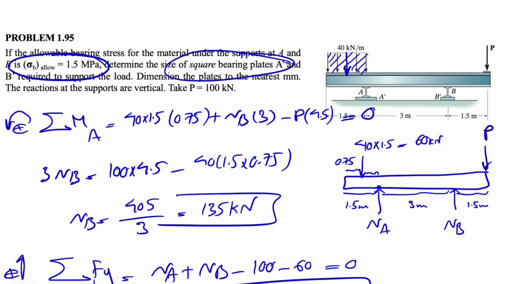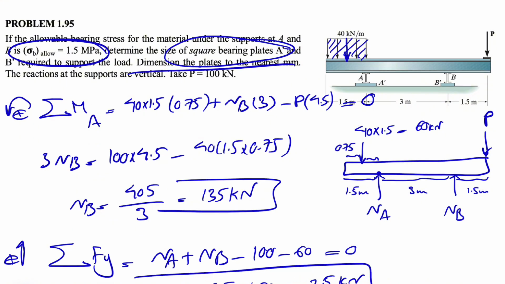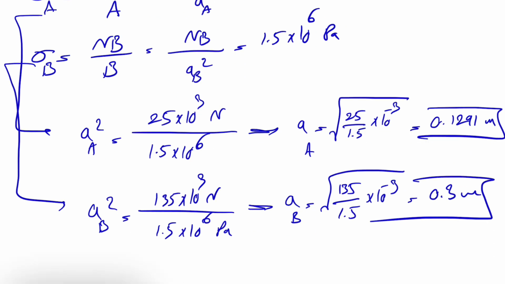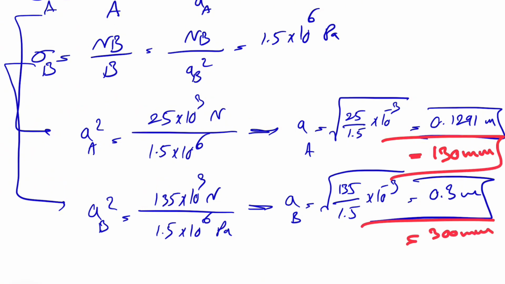If we get back to the question, we had a note that we have to report the dimensions to the nearest millimeter. So for the first one, we're going to multiply this by 1,000, so it will be 130 millimeter. And the second one would be 300 millimeter. So that would be the final answer for this question.